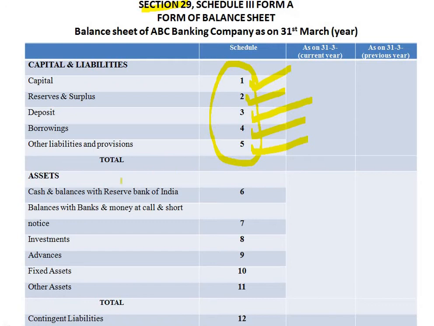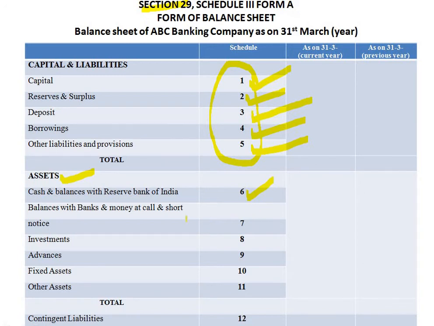Now on the other hand, the assets are considered. The assets are under 6 heads we have to consider. The first one is cash and balances with Reserve Bank of India, which is owned by the bank with RBI.